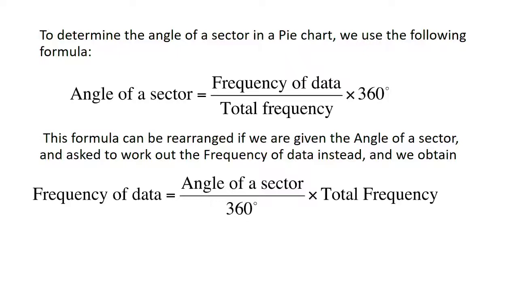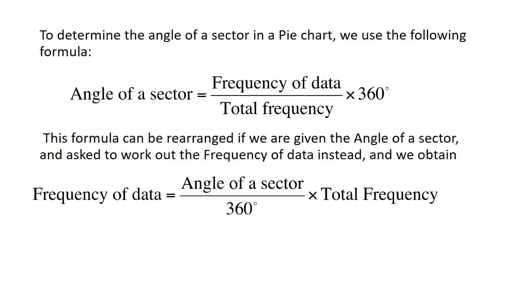As I said, the angle of a sector corresponds to the angles in each of those sectors, and that is directly proportional to the frequency of the data. So one should be able to work with these two formulas. The first, finding the angle of a sector, or the second, finding the frequency of the data given the other two pieces of information. So please master this. Make sure you do as many exercises as possible using this formula, so that when it comes to the exam, you know exactly what you need to do.